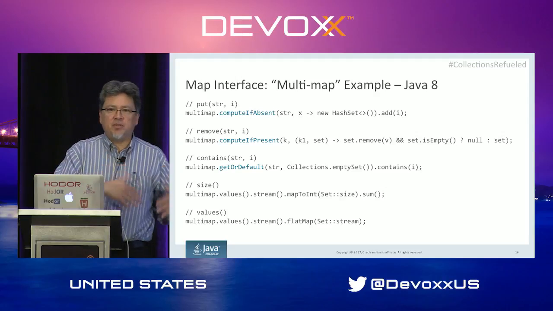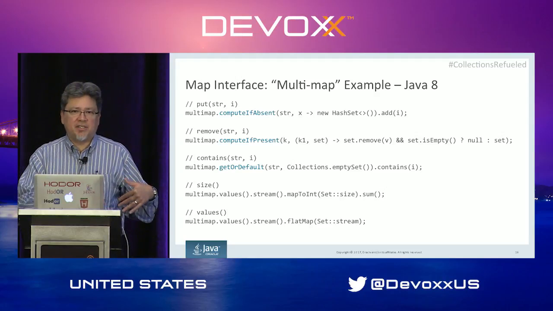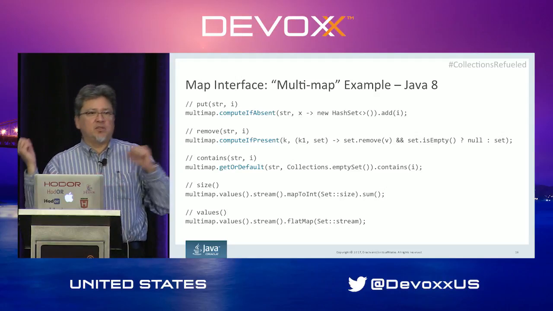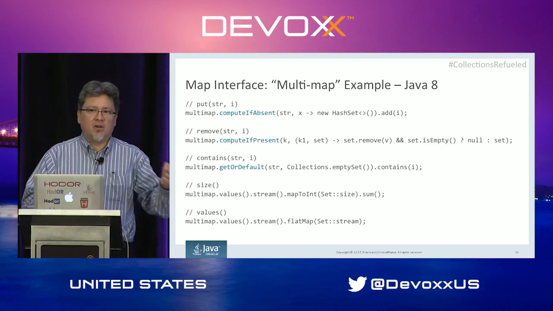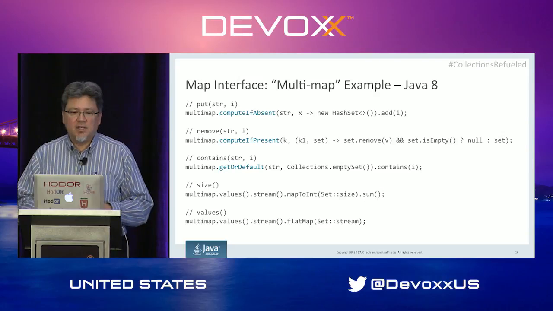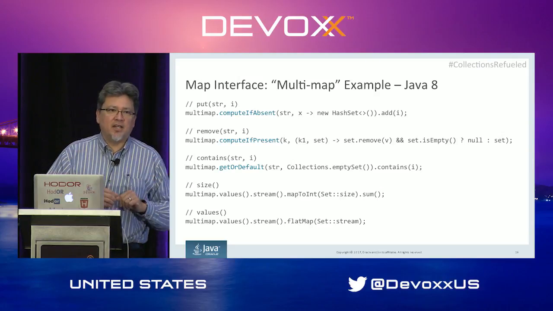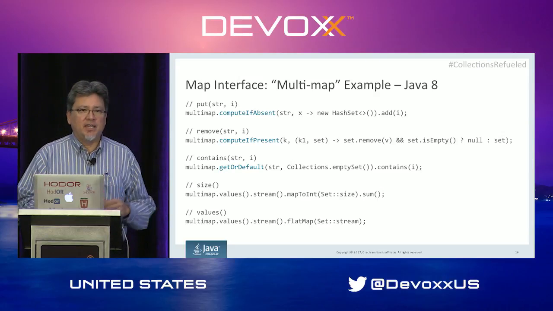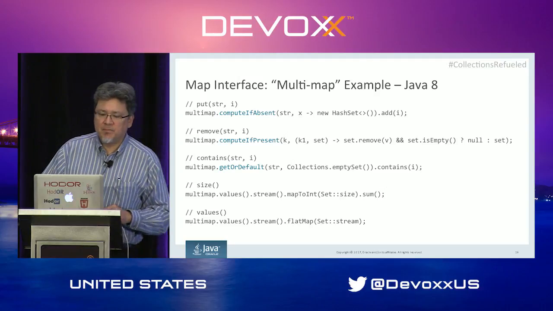And so if you don't need to have a full multi-map implementation, and most applications don't, maybe you just put a bunch of stuff in and then say, okay, I want to deal with these particular cases. You can kind of get the effect of your own multi-map just by implementing a few of these one-liners.